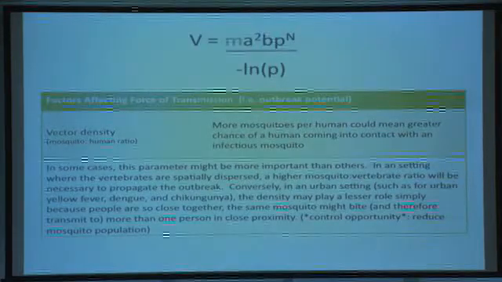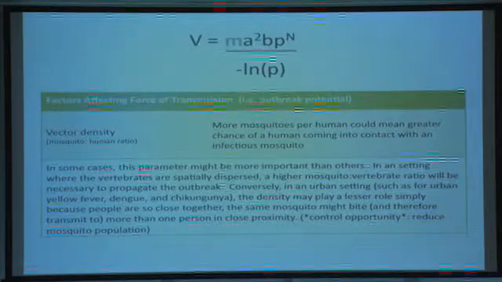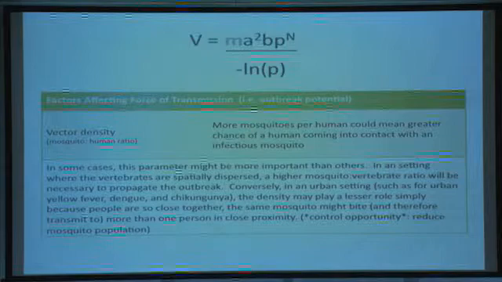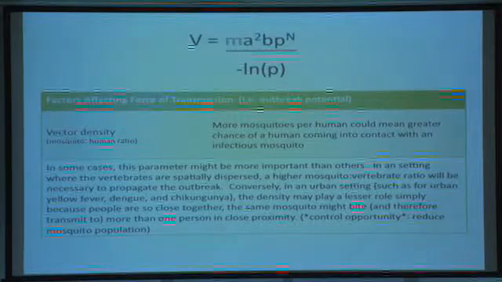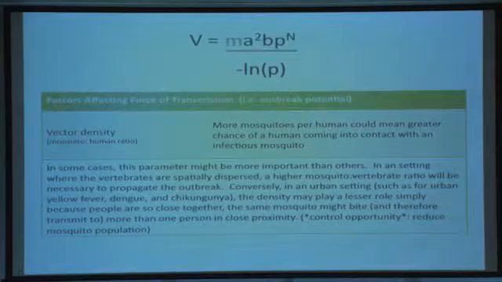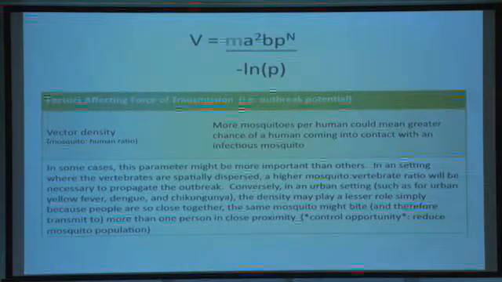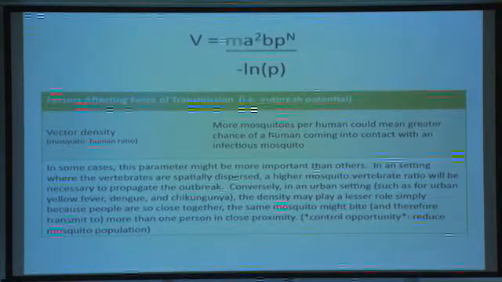So in vectorial capacity, things that affect the force of transmission and outbreak potential include things like M. M is our vector density, okay? So the number of mosquitoes to the number of humans or animals, depending on your pathogen. So the way to interpret this is that the more mosquitoes per human could mean a greater chance of a human coming into contact with an infectious mosquito. So in some cases, this may be more important than others. In a setting where your vertebrate host is spread over a wide spatial area, a higher mosquito density might be important in terms of making sure you actually have mosquito-vertebrate contact and the potential for transmission to actually occur.